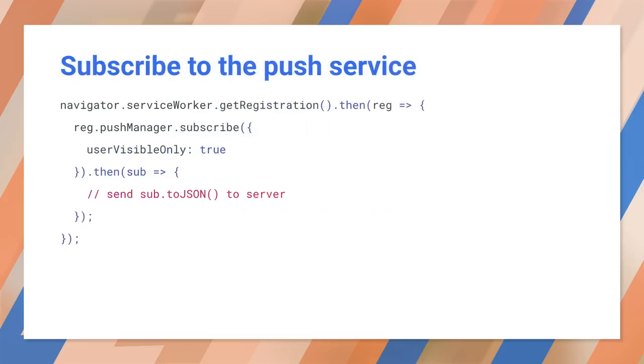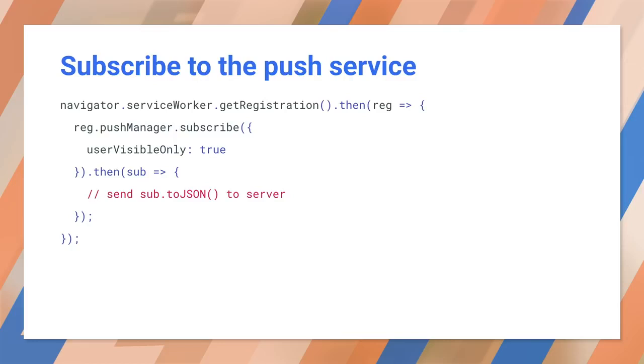This is the process of subscribing to the push service. Register the service worker from the page, main.js. This request goes to the user agent, the browser, and the browser returns the service worker registration object. Use the service worker registration object to access the Push Manager API, and from that, request to subscribe to the push service. This request is passed on to the push service.